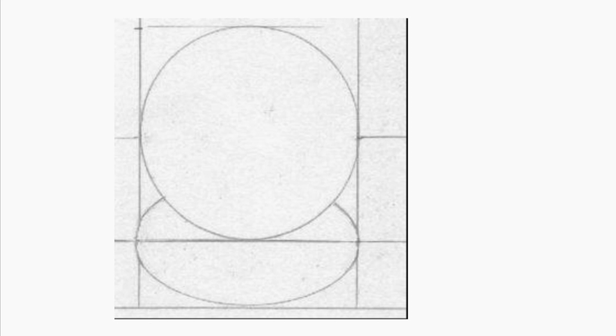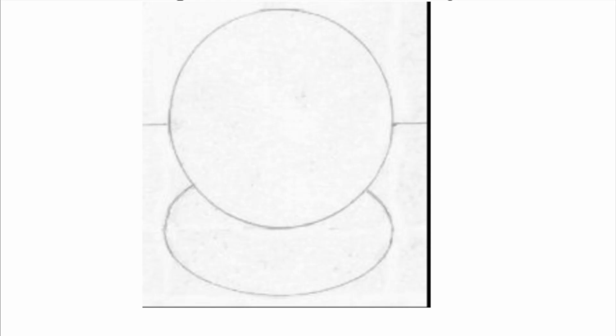Step 1. Draw a circle using your 4H or 2H pencil. Use your circle template. For the cast shadow, use your ellipse template. Draw a line in the middle of the circle. This will be the table.